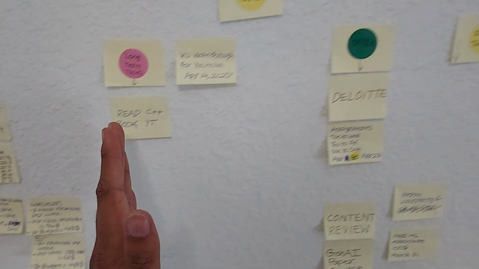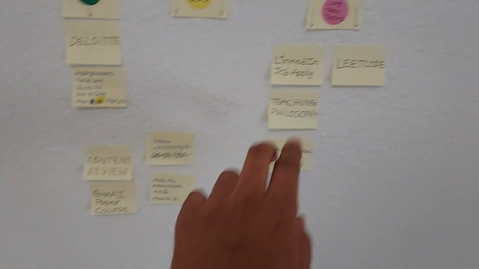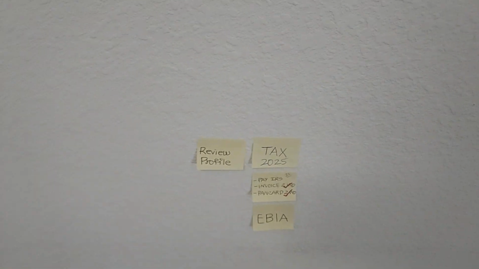These are the less important ones and these are the more important ones, the one-time tasks, and these are the long-term tasks. And these are the past activities that I finished.